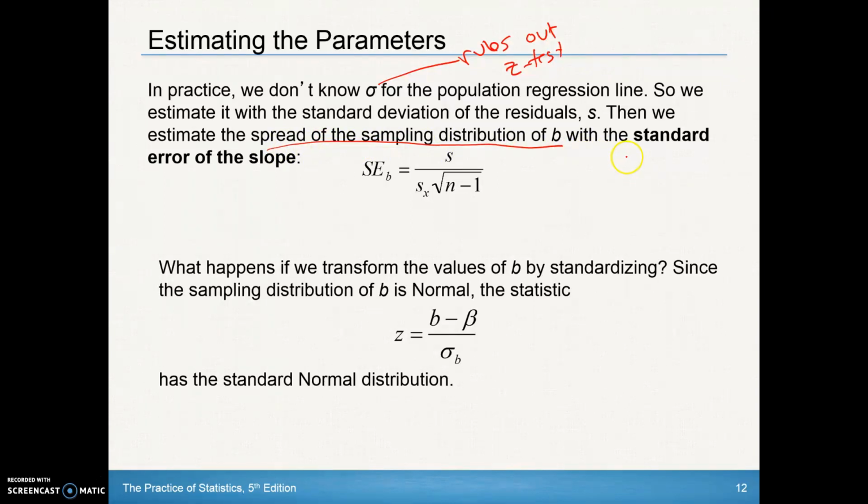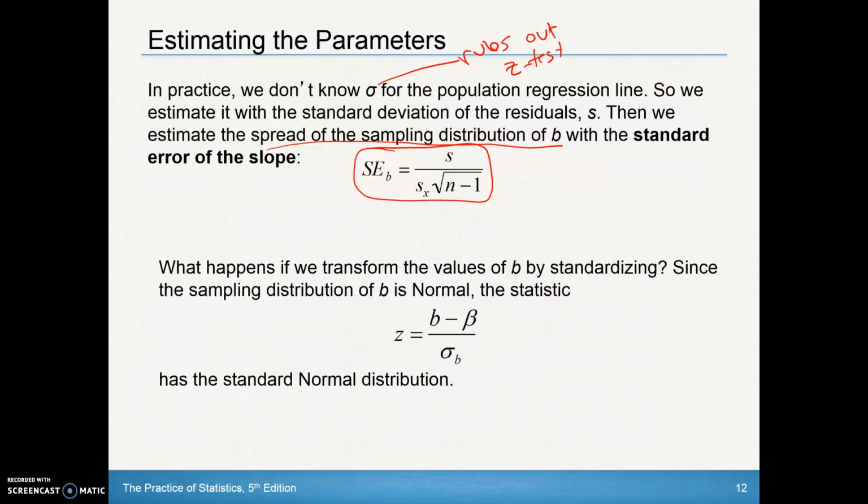And the spread of those slopes, we can call that the standard error of the slope, is calculated with this formula right here. And again, we'll use technology to calculate this. We won't have to worry about doing the hand calculations for this.